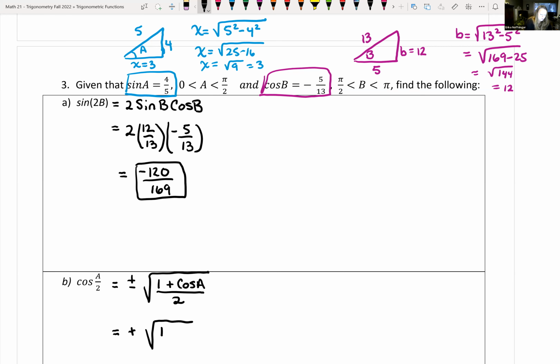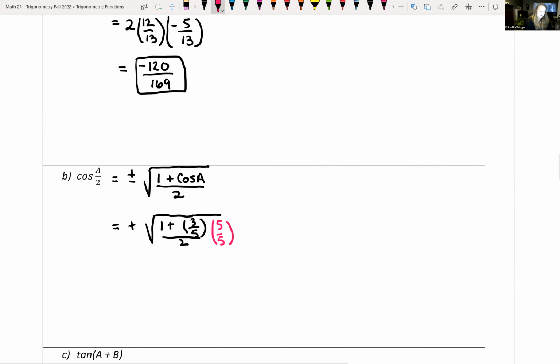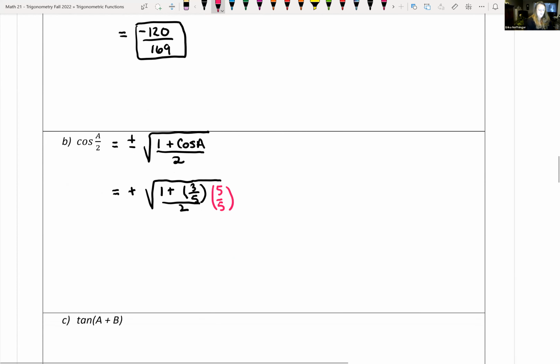I have 1 plus cosine of A. So using my triangle, that's adjacent, which is 3, all over the hypotenuse 5, all divided by 2. So let's clear the fractions within the fraction. I'm going to multiply underneath the radical by a fancy one of 5 over 5.